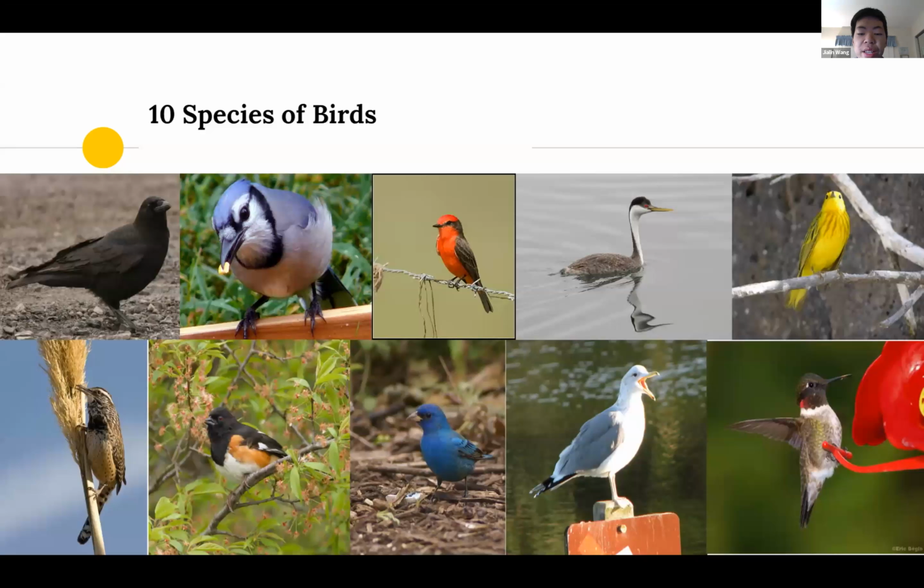So here are the 10 species of birds that are identified in this research, which are the American crow, the blue jay, the Vermilion flycatcher, the western grebe, the yellow warbler, the cactus wren, the eastern towhee, the indigo bunting, and the California eagle, and the ruby-throated hummingbird.